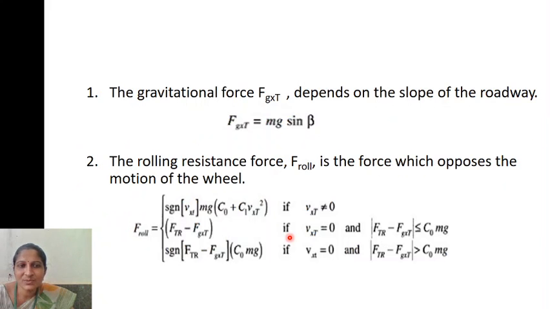The rolling resistance force can be calculated from the formula: F roll is equal to the signum function, signum of mg times (C0 plus C1 Vxt squared), if Vxt is not equal to 0. If Vxt is equal to 0 and Ftr minus Fgxt is less than C0 of mg, then the force will be equal to Ftr minus Fgxt. If Vxt is equal to 0 and Ftr minus Fgxt is greater than C0 mg, then the force is equal to the signum function of Ftr minus Fgxt into C0 mg.